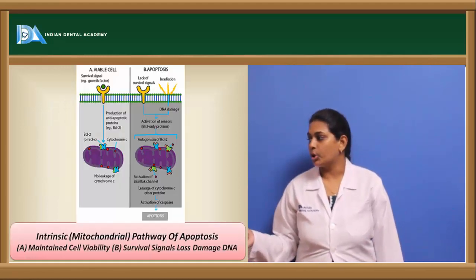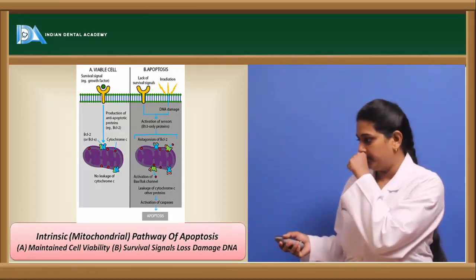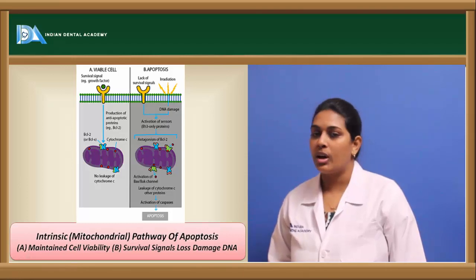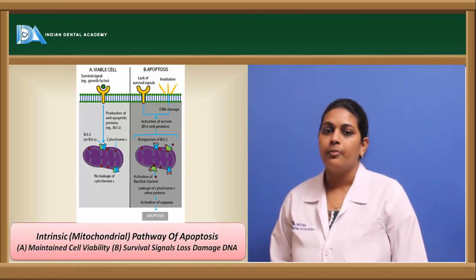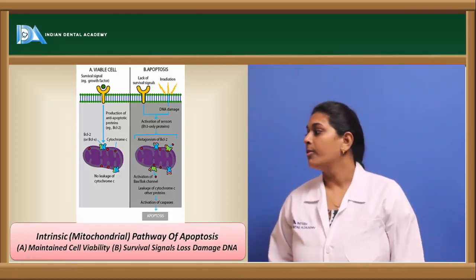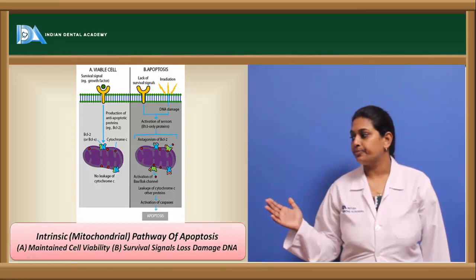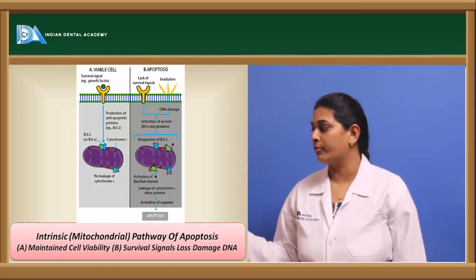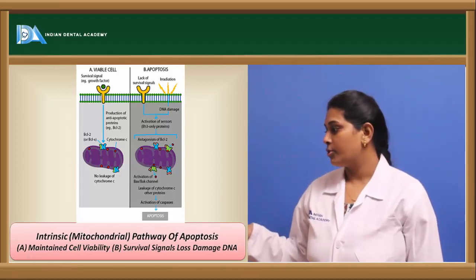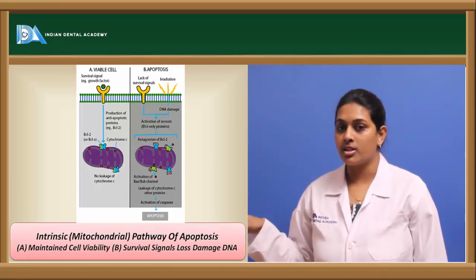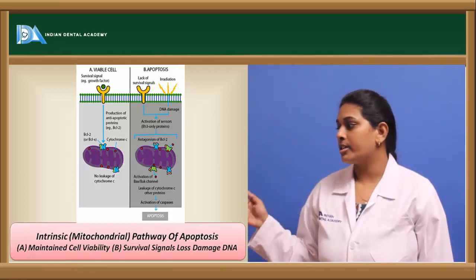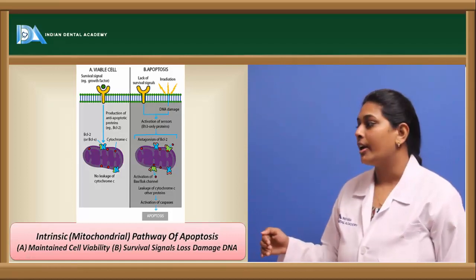This is a picture showing the mitochondrial pathway of apoptosis, where we can see the differences between the normal, viable cell which functions normally, and the apoptotic cell. In the first picture, a survival signal in the form of a growth factor comes and transmits its signal intracellularly with the help of a receptor present in the cell membrane. These signals are transmitted internally into the cytoplasm.